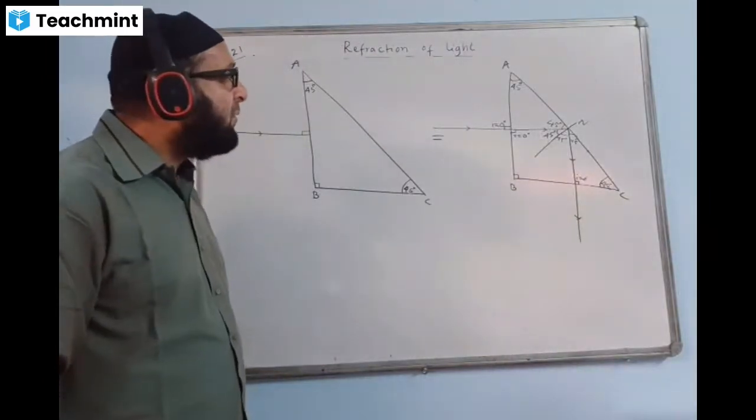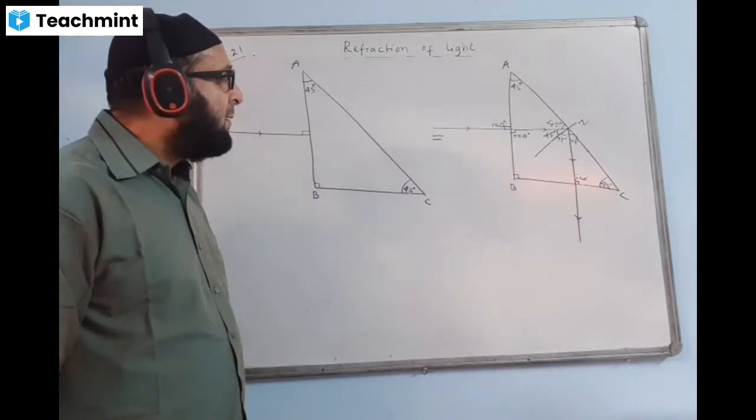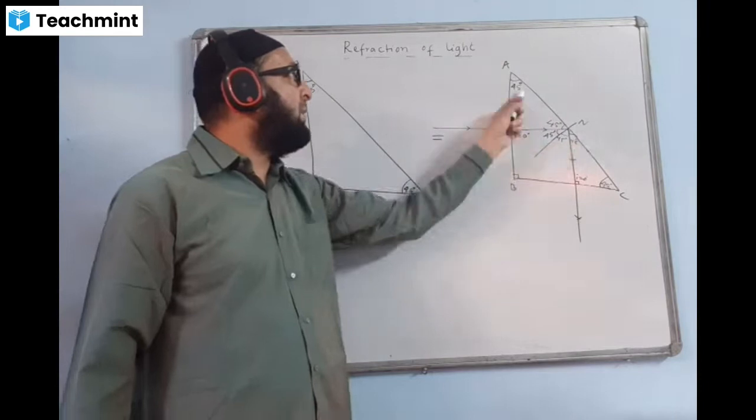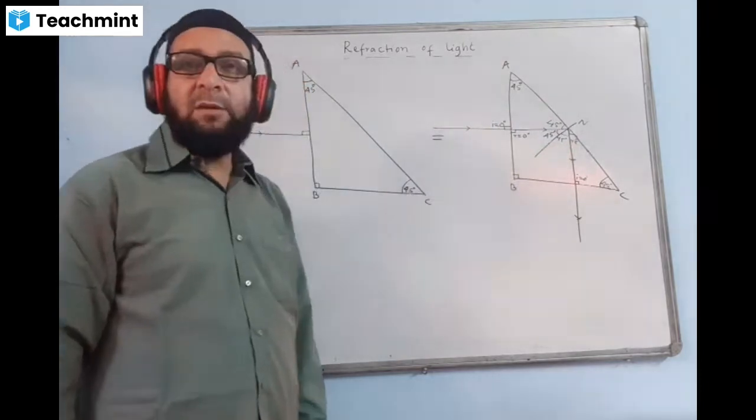What is the value of angle BAC? 45 degrees. It is already given in the question. This is right.